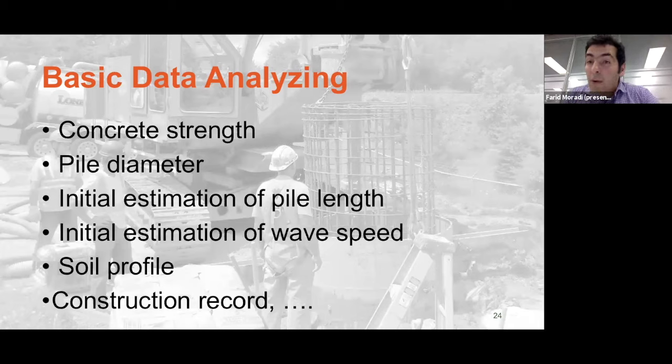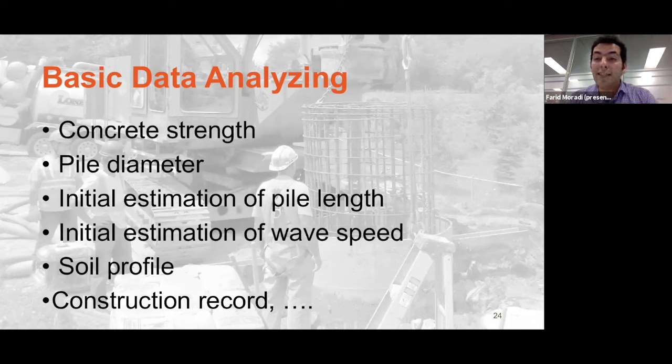Having information about the soil profile is, again, really important to know how the soil changes along the pile. Is it just a single soil condition, or does it switch from a very poor condition to a very good condition? Having an idea of all these changes helps you to better understand the minor peaks between the pile toe and the impact.